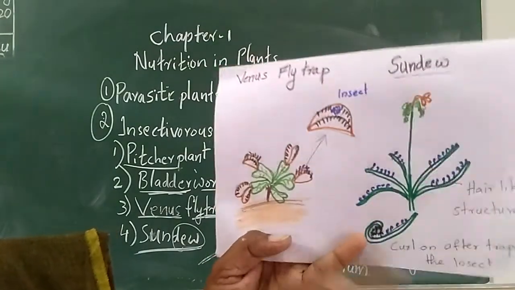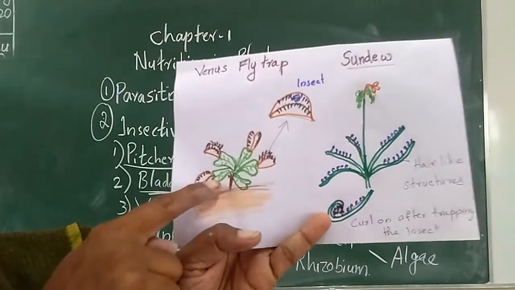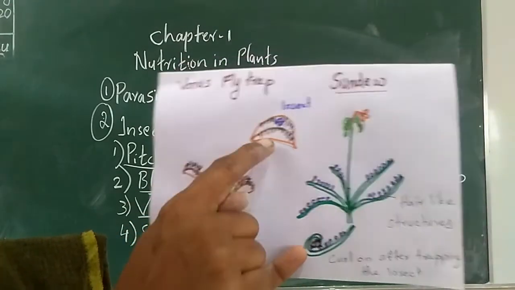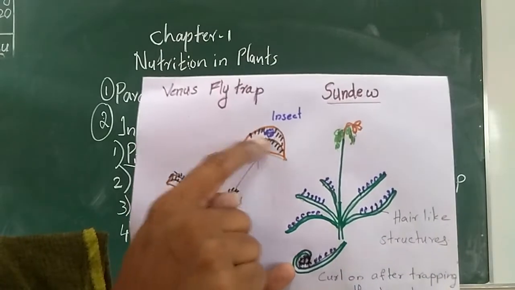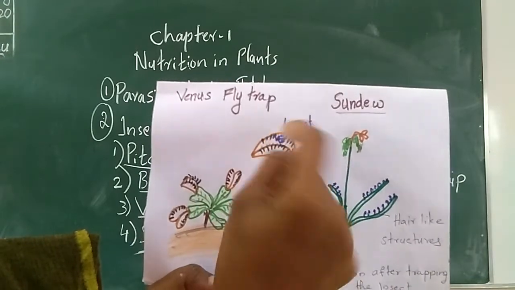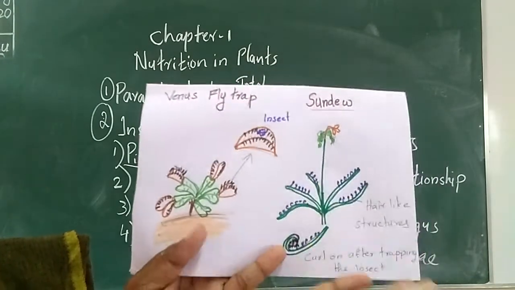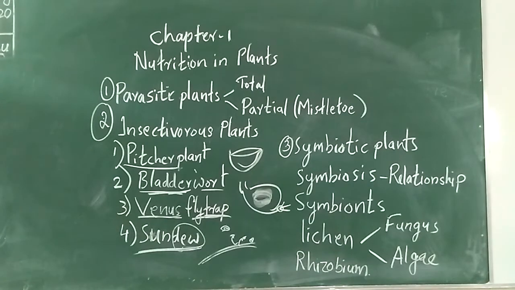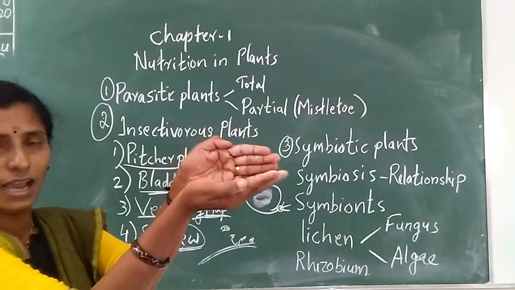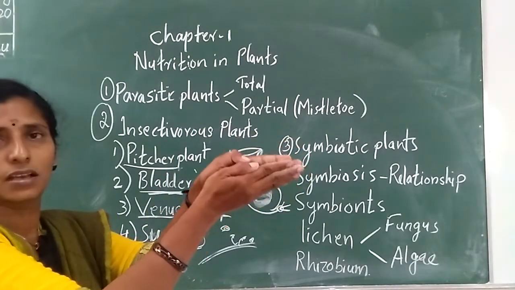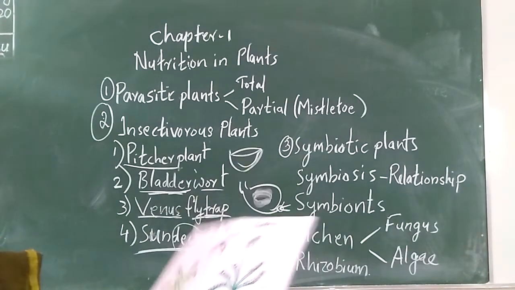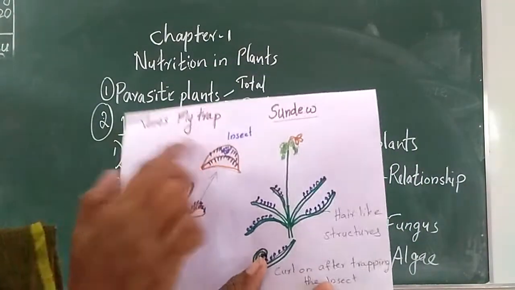Next one is Venus flytrap. Venus flytraps are like this. This is also a leaf modification at the end of the leaf. The structure will be like this. It can open and close. When some insect goes inside, it just closes. It will be open like that, and when an insect gets inside, it just closes. The insect gets trapped inside, digested and utilized. So like that in Venus flytrap.